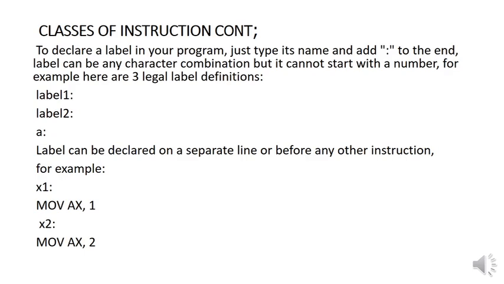A label can be any character combination, but it cannot start with a number. For example, here are three legal label definitions: label 1, label 2. A label can be declared on a separate line or before any other instruction. For example, look at the example there.